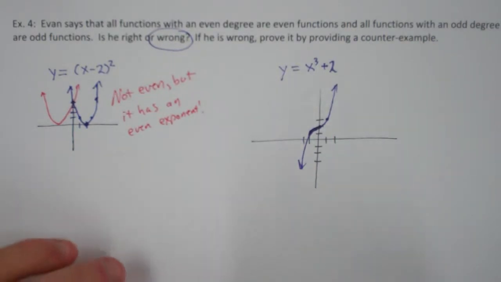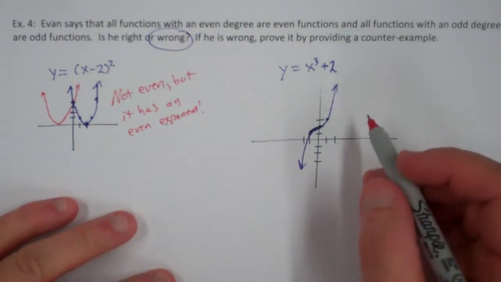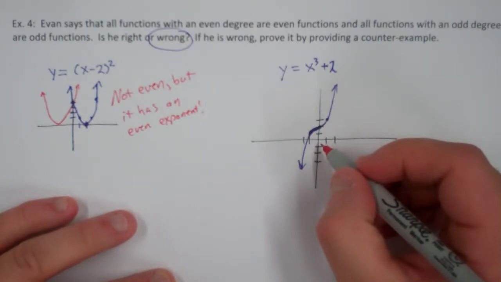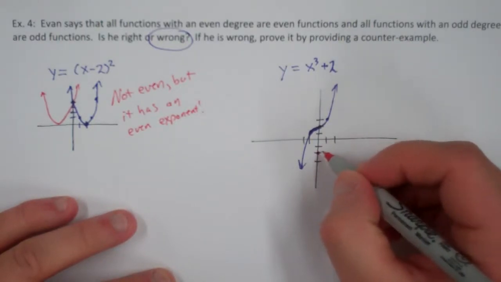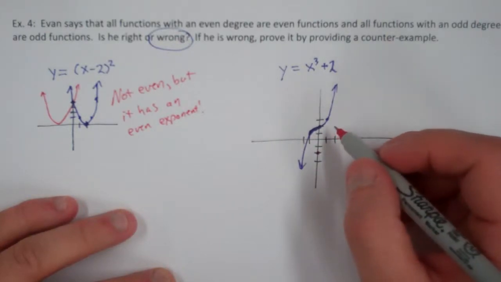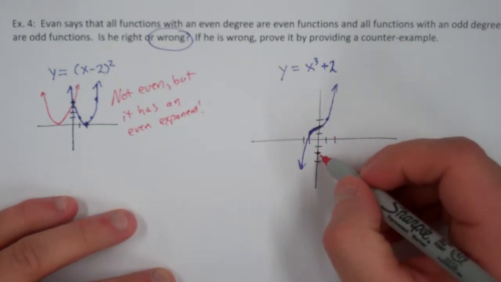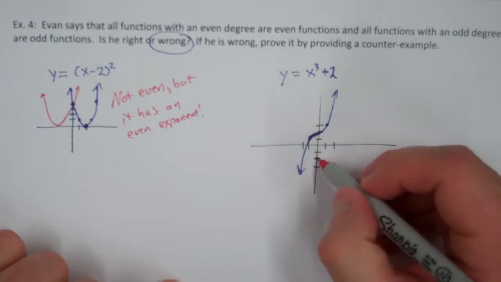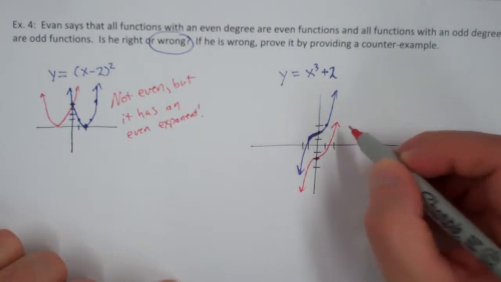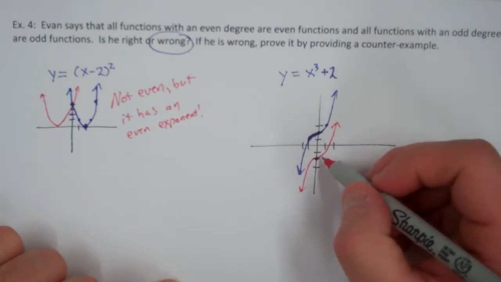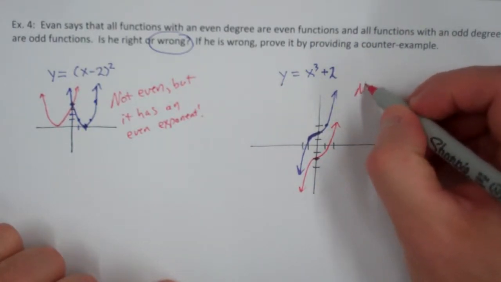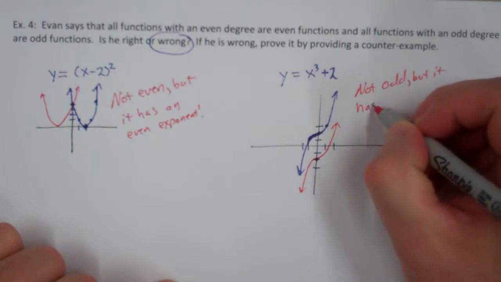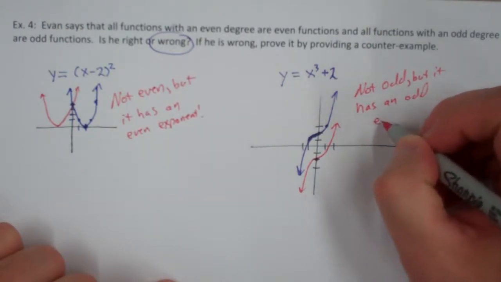But actually what's happening here is this function will not exhibit symmetry about the origin, because we're rotating it around this point. So if we rotate this shape 180 degrees, it's going to look just a little bit like this. Those totally aren't the same. They don't line up in the same spot. So this is not odd, but it has an odd exponent.